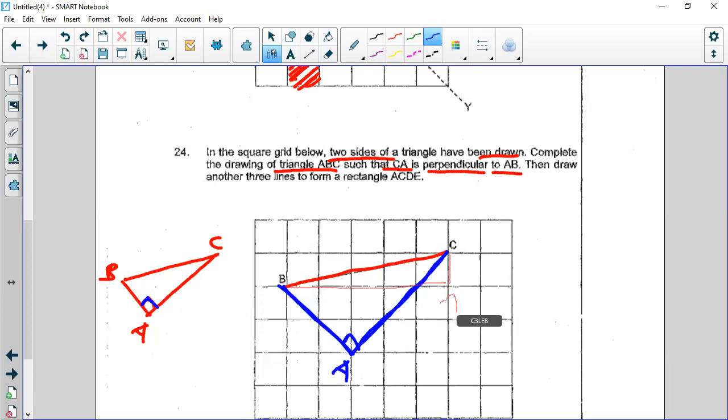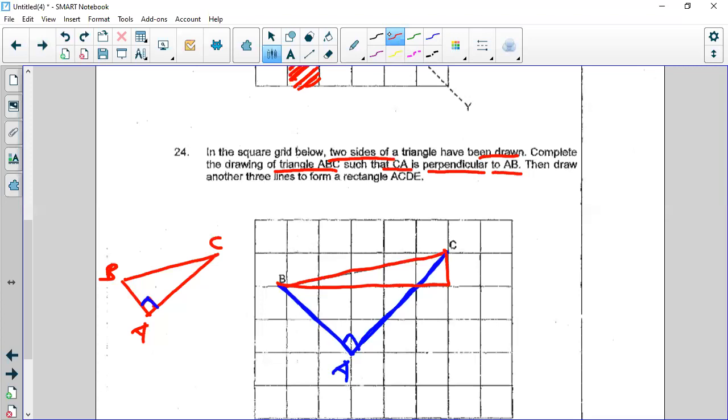CAE. Oh, CA, then CDE is the rectangle there. Oh, okay. CA, yeah, I think can also. Did anyone draw like that? Anybody raise hand? Anybody? Nobody. Only Anson. Okay, if you do that, correct also.